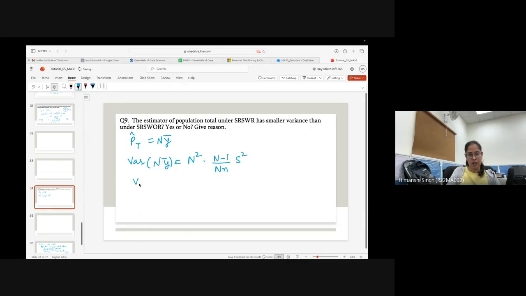And variance of N into y bar: here I am taking with replacement, and here I am taking without replacement. So this is N square into (N minus n) upon N n into s square.